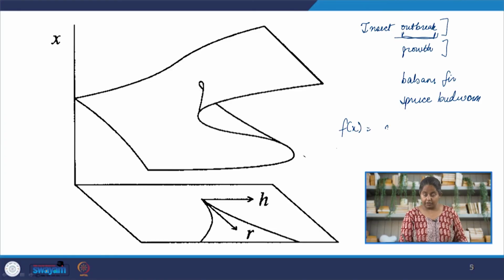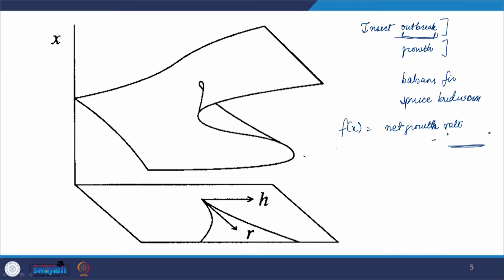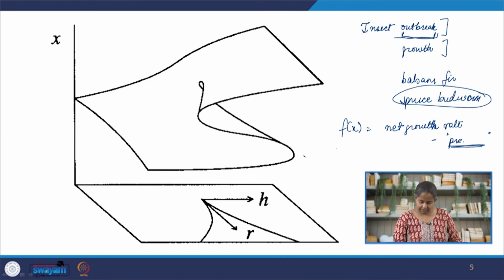Basically, we are going to write a function where we have a net growth rate, the usual growth minus death rate of the worm, and then we have something external to the net growth rate, something else that is causing death or increase in the number of the worm. In this case, this particular worm is eaten by birds, so we are going to talk about predation. X is the number of insects.